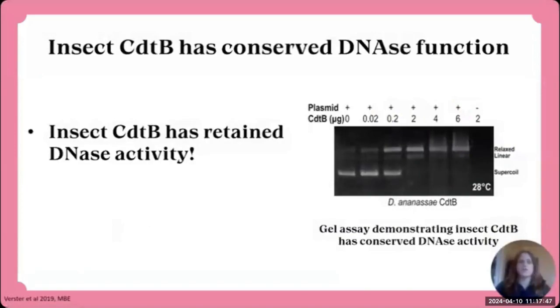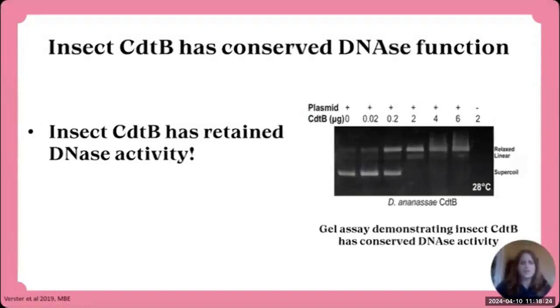So we actually purified insect CDTB, in this case specifically CDTB from Drosophila ananassae, and we incubated it with supercoiled plasmid, which is plasmid that's just very, very tightly coiled, and as a consequence, it will go lower down in a gel than you would expect a normal plasmid to go. And what will happen is that when incubated with DNases such as CDTB, the plasmid is going to get nicked, which is going to make it bigger, which means that it'll float up higher on a gel.